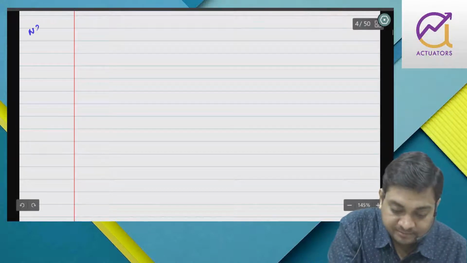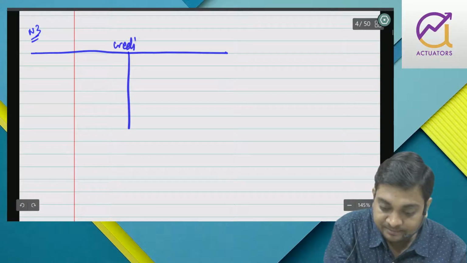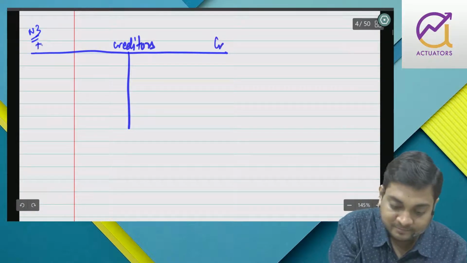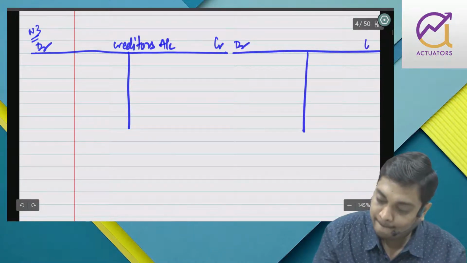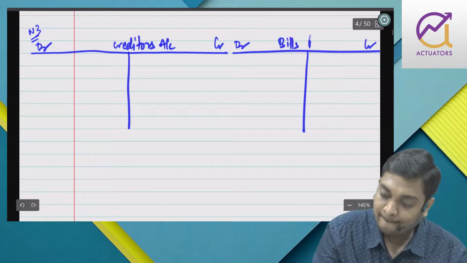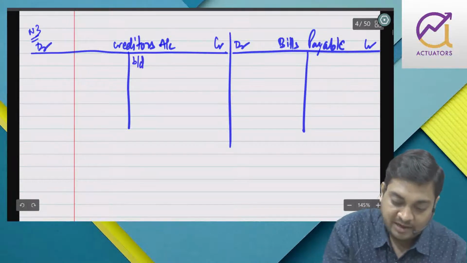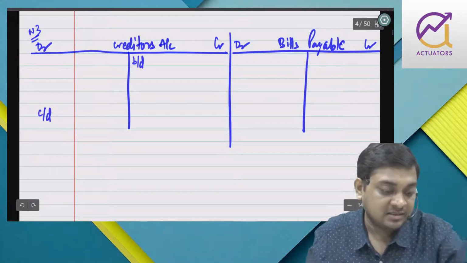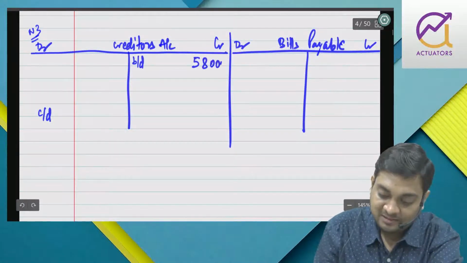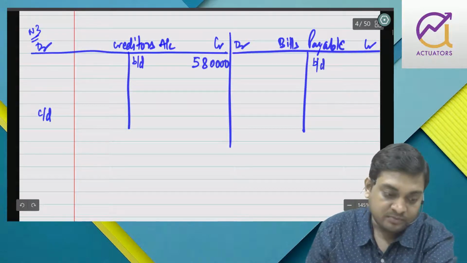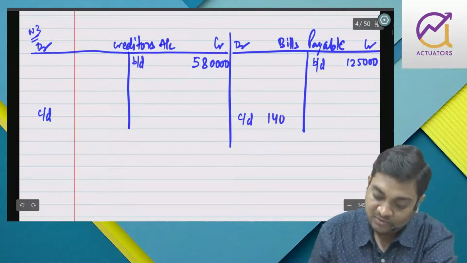But now I'll prepare the creditors, right? That's note 3. And when I prepare creditors, bills payable will go side by side. So creditors, the opening balance is 5 lakh 80. The closing one I don't know. Bills payable opening is 125. The closing is 140.